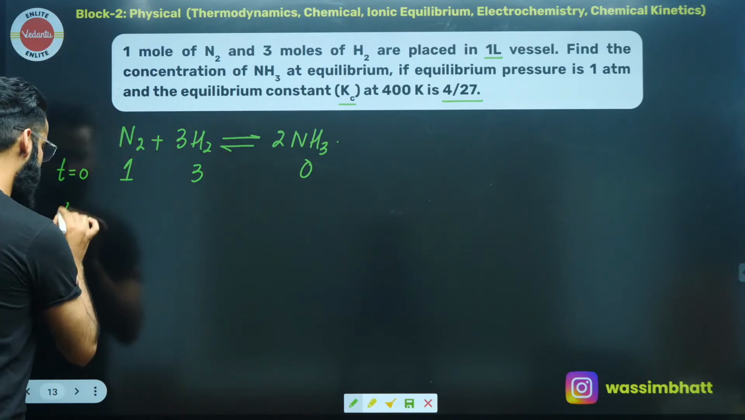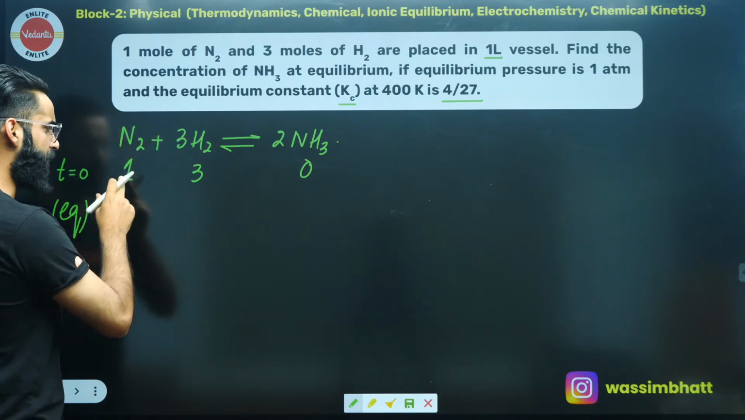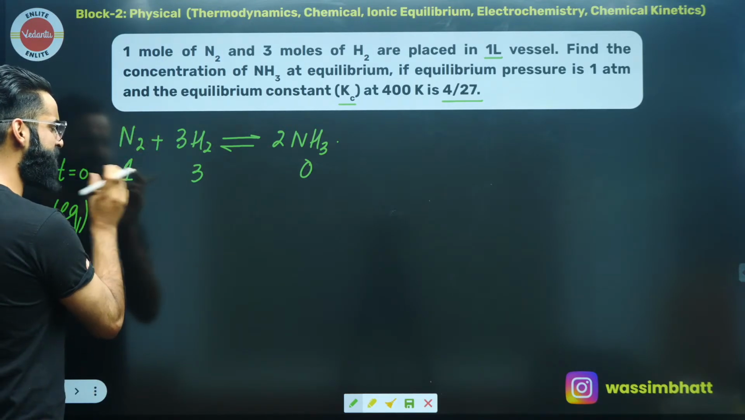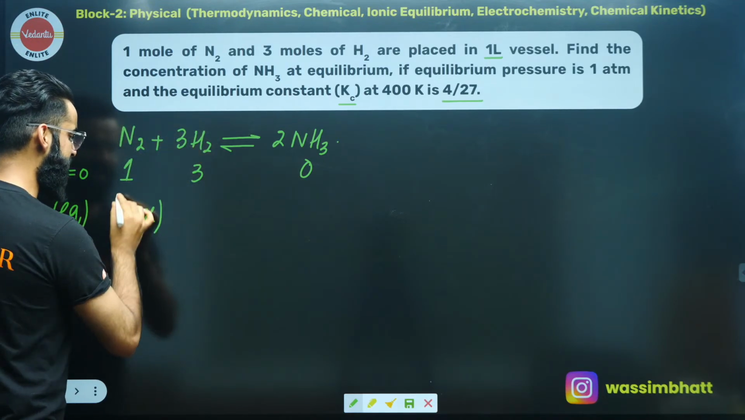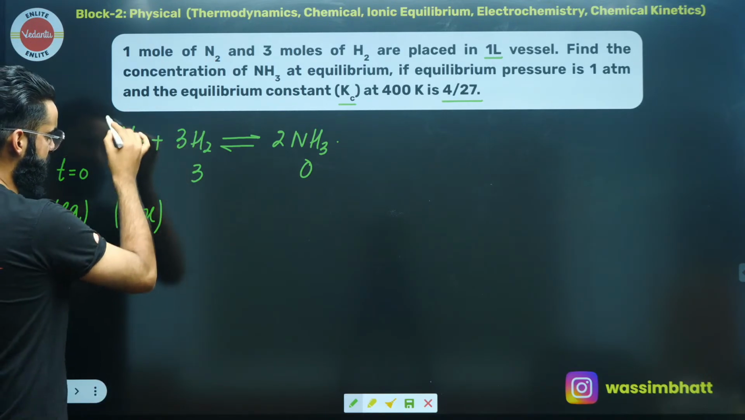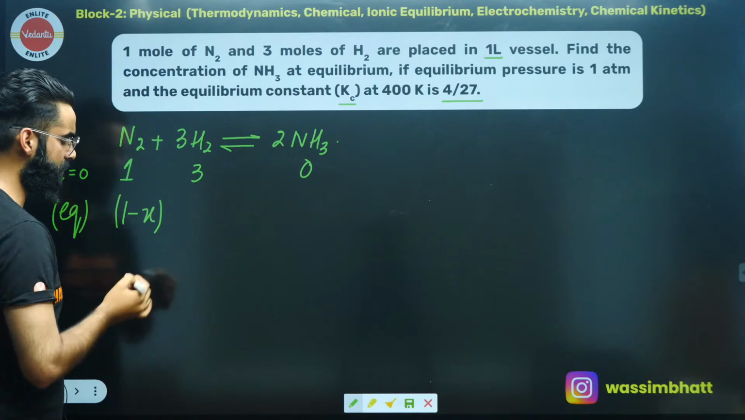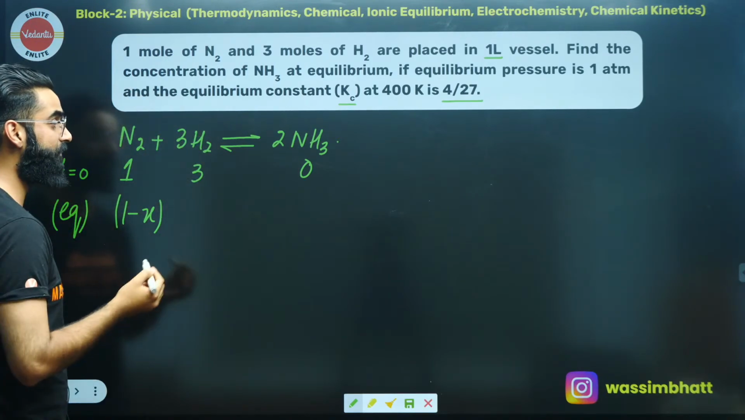Now, people, when equilibrium is established in the reaction, I'll assume that out of 1 mole of N2, some x moles of N2 would have reacted with H2. So I'll be left with 1 minus x moles of N2 in the container at equilibrium. As far as the stoichiometry is concerned, 1 mole of N2 reacts with 3 moles of H2. So x moles of N2 should react with 3x moles of H2.